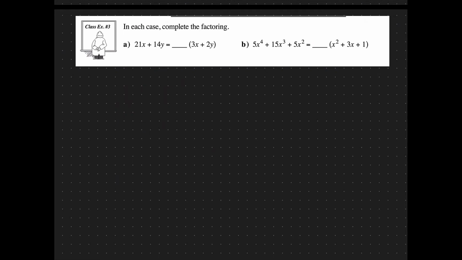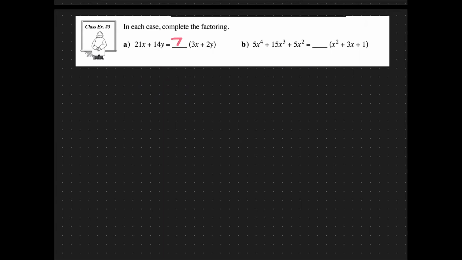Okay, for class example 3, you can see that what's basically happening here is they're saying we started off with 21x plus 14y. So we start off with this binomial and we're left with this. So we pulled something out. We factored something out of there. So what did we factor out of there? Well, I have to take a look and see, well, 21 divided by 3 is going to be 7. And 14 divided by 2 is going to be 7. So you know that we pulled out a 7.